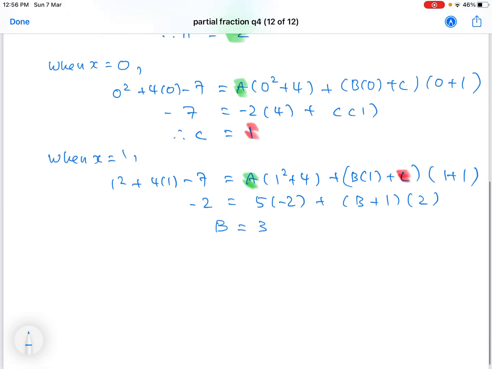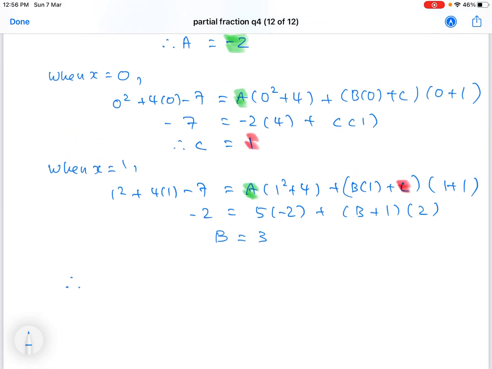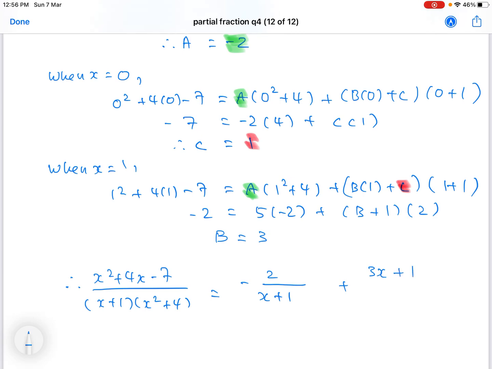Okay, so now we have all our values. We can express the original expression in partial fraction form, bringing our A inside, our B is 3, our C is 1.